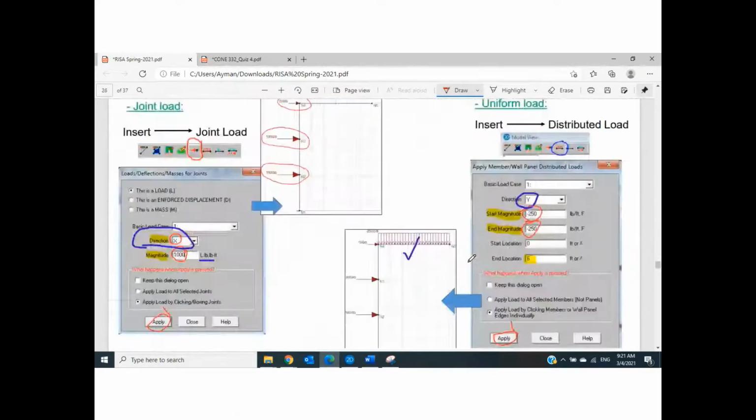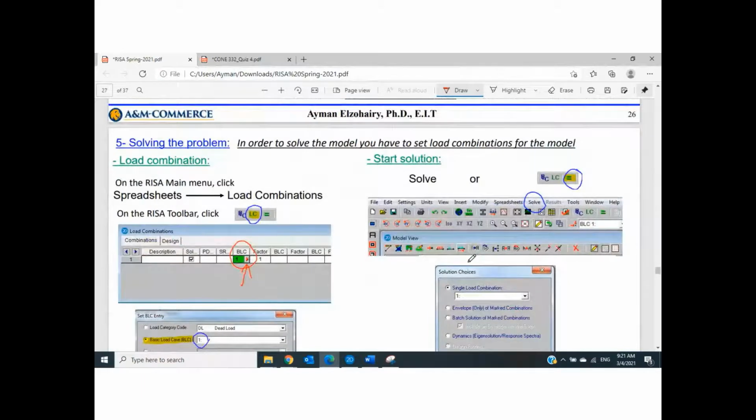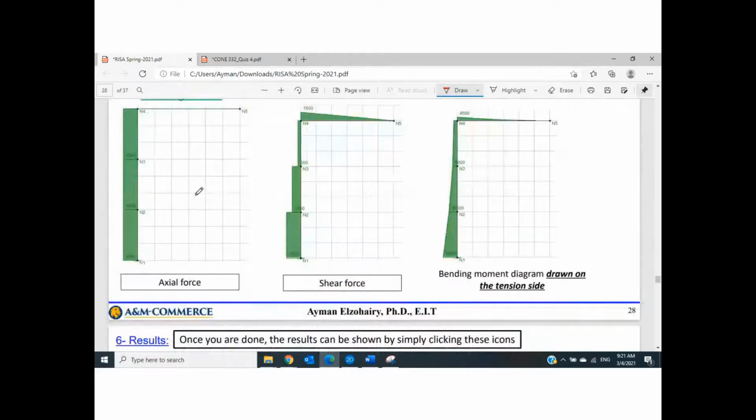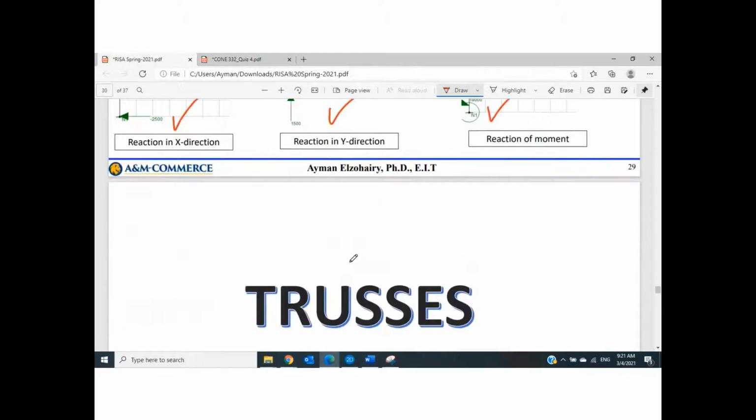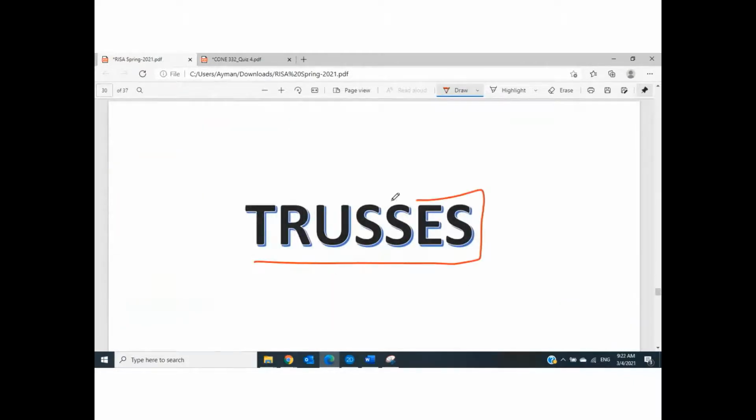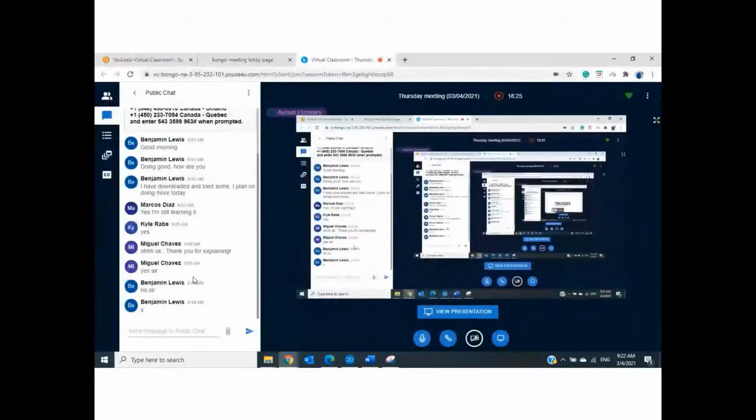If you have any question, let me know. Here is the axial force, shear force, bending moment. Here is the horizontal reaction, vertical reaction, and the moment as a reaction. Let's try trusses and see what is the difference between trusses and frames. Do you have any question?